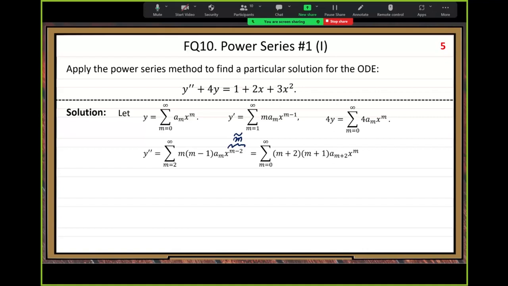When we add them up, you can see there are two parts regarding m, because of the right-hand side, 1 plus 2x plus 3x squared. When m equals 0, 1, 2, we need to use these terms. But when m is greater or equal to 3, we won't have these terms, and we just set it equal to 0. So we split into two parts. The first part, we consider m equals 0, 1, 2, three cases.